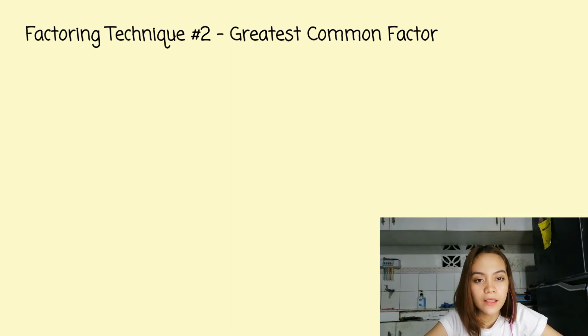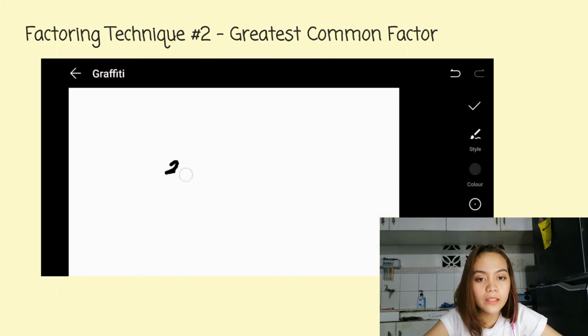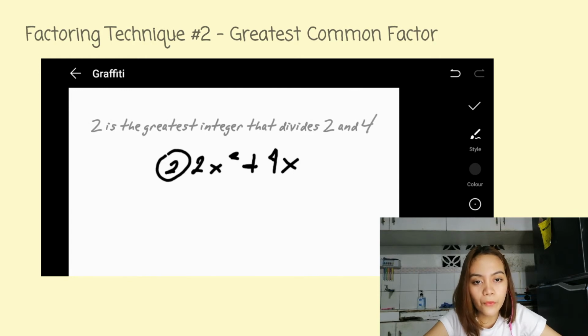Now let's discuss 2x squared plus 4x further, just to show you how we can use the greatest common factor in any polynomial that we will encounter in algebra. The first thing that you need to do is to find the greatest common factor of the integer or the coefficient, and in this case, the greatest common factor of 2 and 4 is 2. And with the variable, the greatest common factor here will be x.